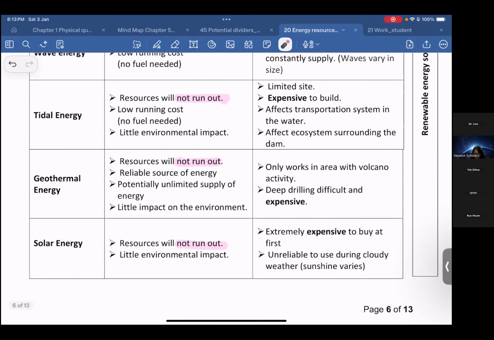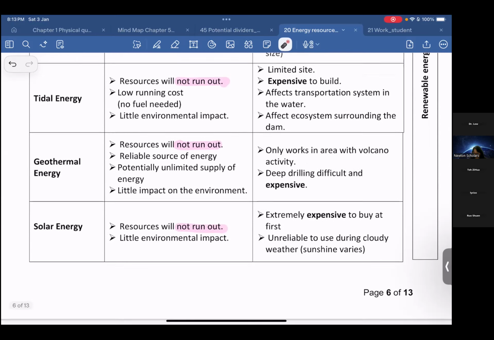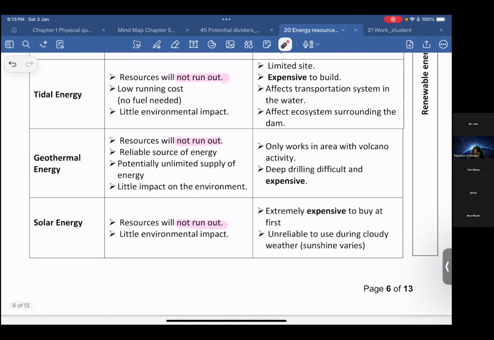Tidal, same. Tidal resources will not run out, low running costs, little environmental impact. Also limited site, expensive to build, affects the transportation system in the water, affects the ecosystem surrounding the dam. So you just use common sense to answer. No need to memorize every single point. So after today, you have some idea what the advantages and disadvantages are for the power stations. So we're using common sense to answer it.